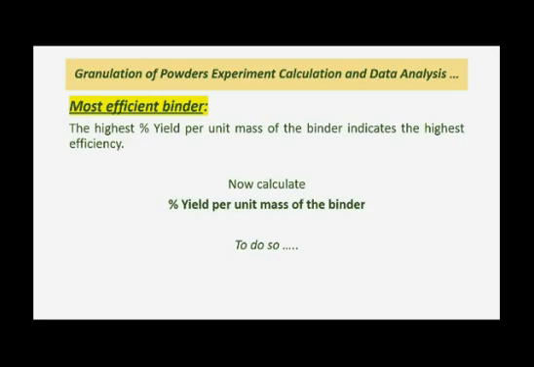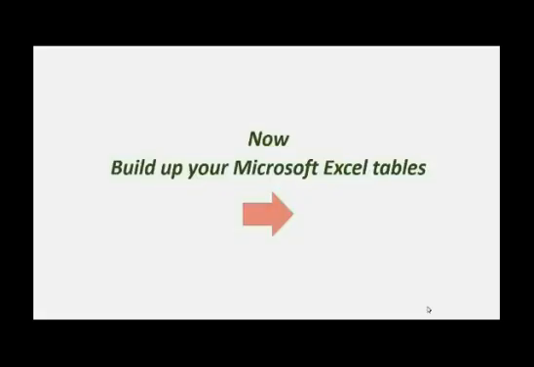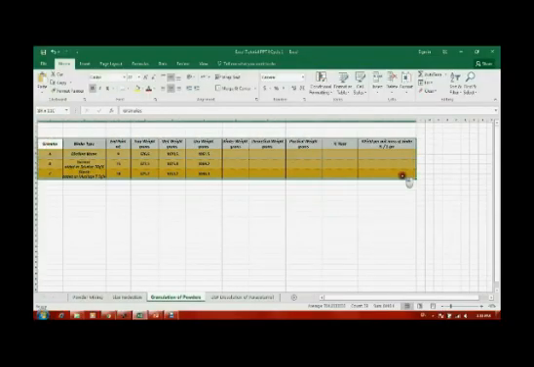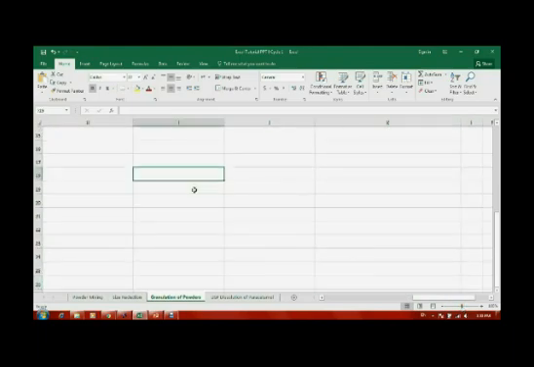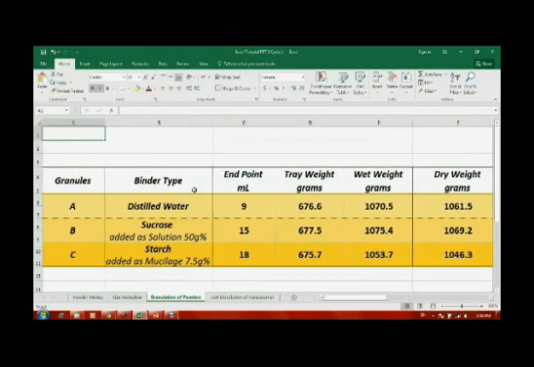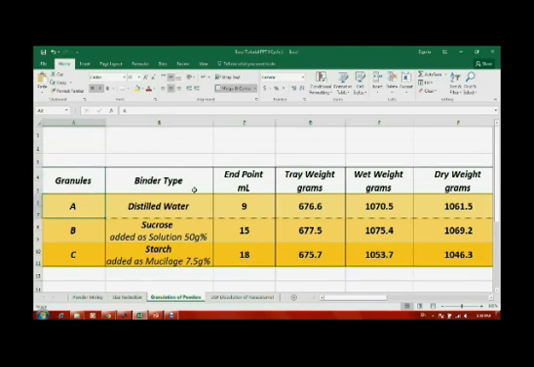They are prepared using the best binder. The most efficient binder will be determined based on the percent yield per unit mass of the binder. The highest percent yield per unit mass of the binder indicates the highest efficiency. How to calculate the percent yield per unit mass? First, you have to arrange your data in a table similar to the one we are showing you.